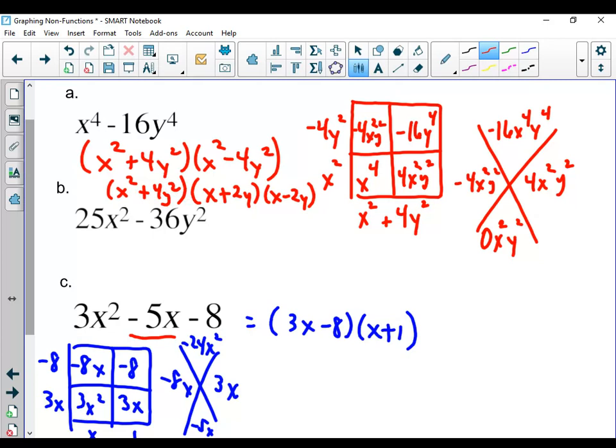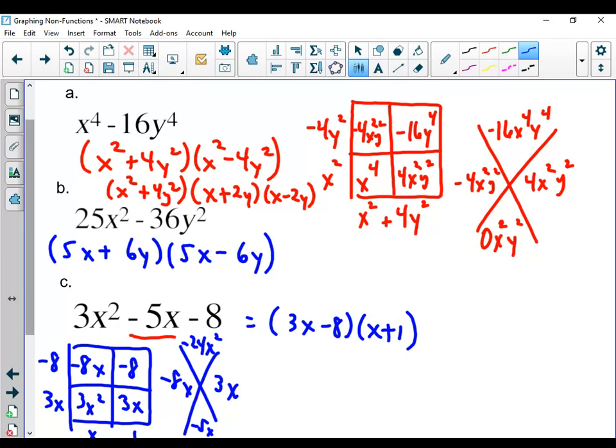So the second one, is it a perfect square or is it a difference of squares? Yeah, we got 25, so we know that's 5 and 5. We got x squared, so I know that's x. I've got 36, that's 6y and 6y. One of them has to be positive, one of them has to be negative. Can I keep going on that one? No, that's as far as I can go.